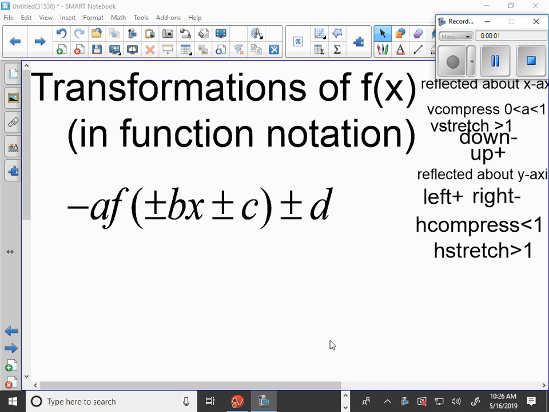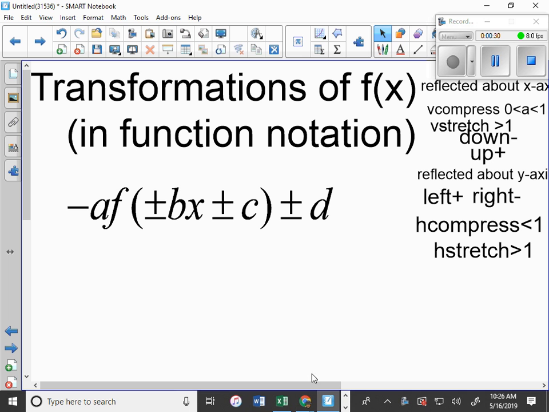Okay, in this video, we're going to detail completely all transformations of a function f of x using function notation. So we're going to help make sense of this. Each part of this function, which was originally just f of x, causes some transformation on the graph. And we're basically going to show where each one of these transformations take place.